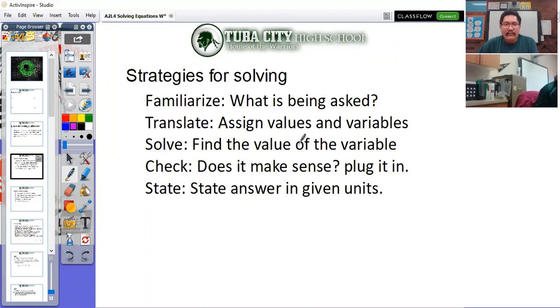Find the value of what you are looking for. So again, there's something missing, so it's like a mystery. You are missing something, and now you are looking for it. So how do you find it? Using what they give you.